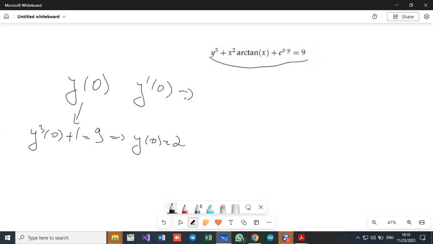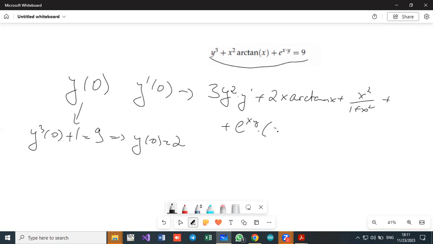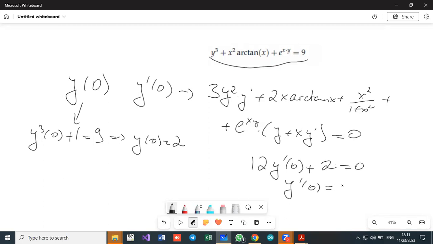To find the derivative of y, let's take the derivative of the whole equation. 3 times y squared times y prime plus 2x arctangent plus x squared over 1 plus x squared plus e^(xy) times (y plus x y prime) equals 0. If we plug into this equation x equals 0, the first term will be 12y prime at 0 plus 0 plus 0 plus e to the power of 0, which is 1, times y(0), which is 2, equals 0. So y prime at 0 is minus 1 over 6.